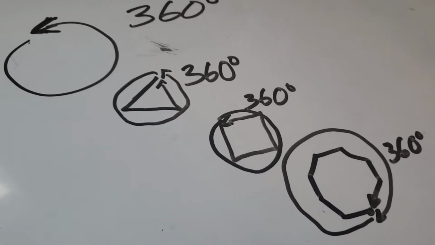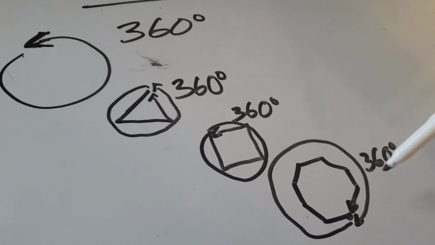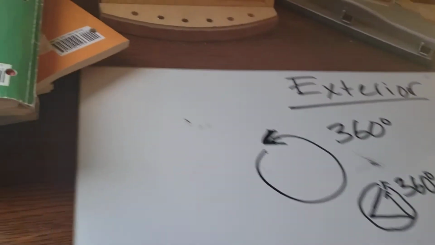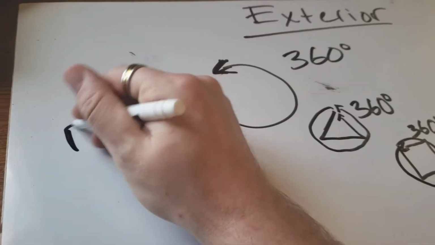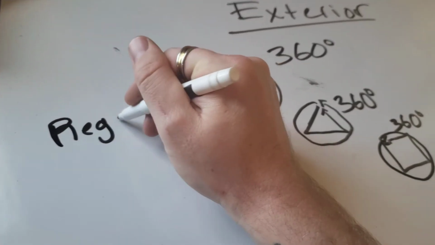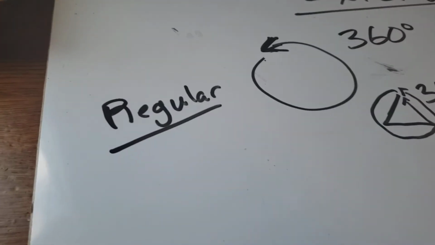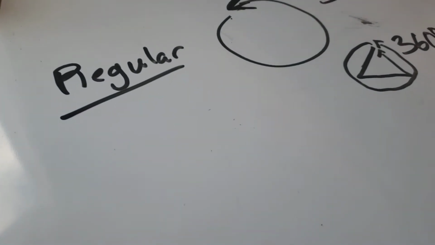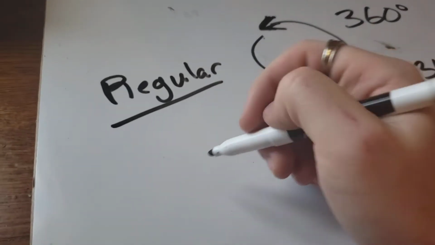Here we got an octagon, super sloppy, but we got an octagon. Starting point all the way around to the ending point is 360 degrees. So exterior angles of a regular, again, key word here is regular. Why is that a key word? Because regular means all the sides are the same. So on average, we can find each exterior angle by taking our shape.